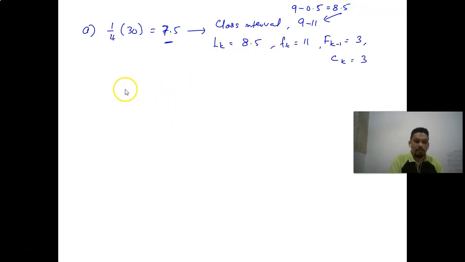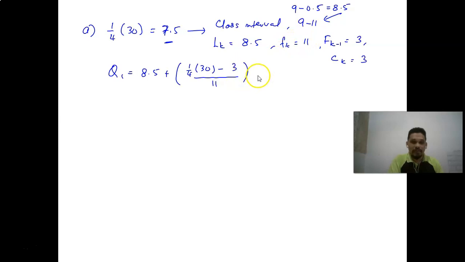Okay, so then the first quartile equal to 8.5 plus 1/4 times 30 minus 3, and everything divided by 11, the frequency of the class, and then times 3, the size of the class. And it is equal to 9.73. Okay, the first quartile is 9.73 centimeter.